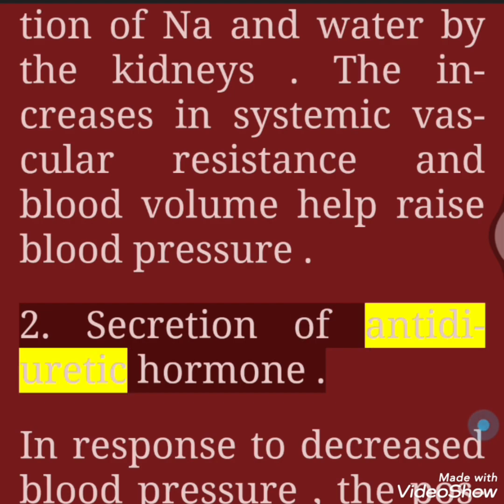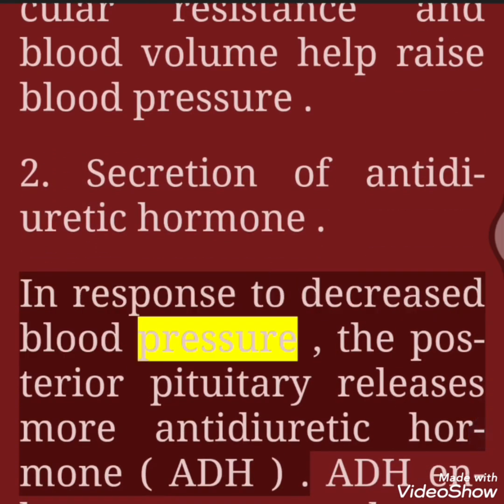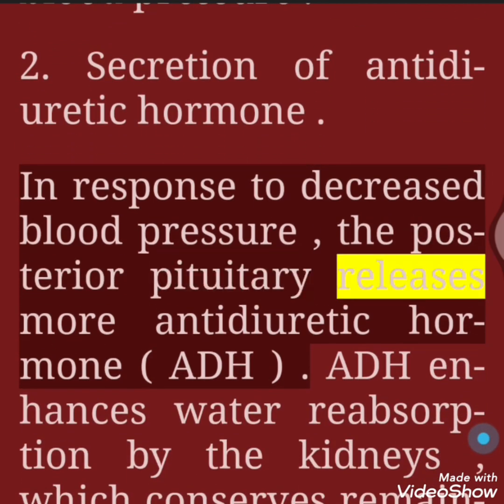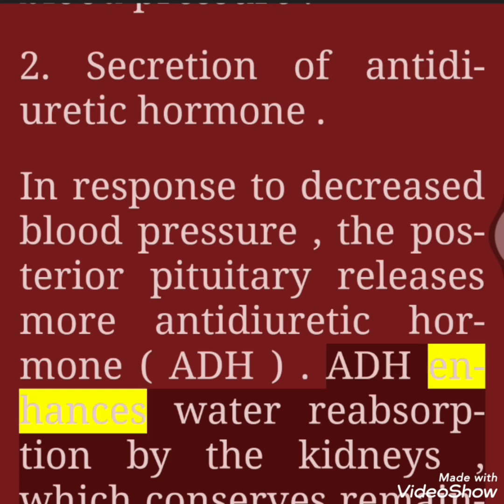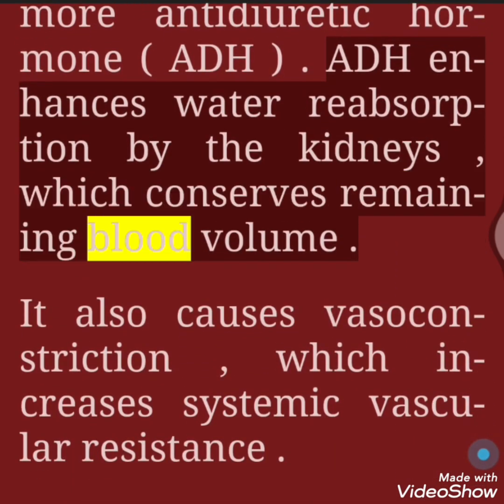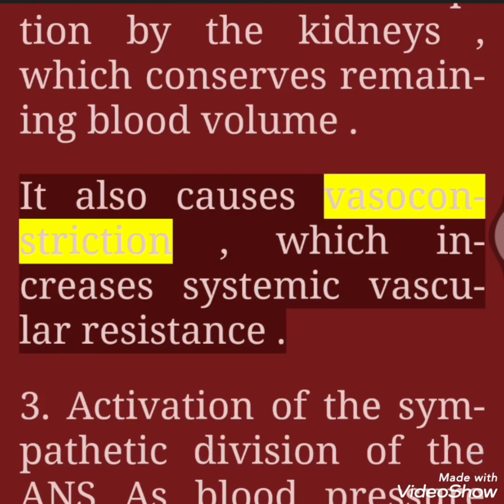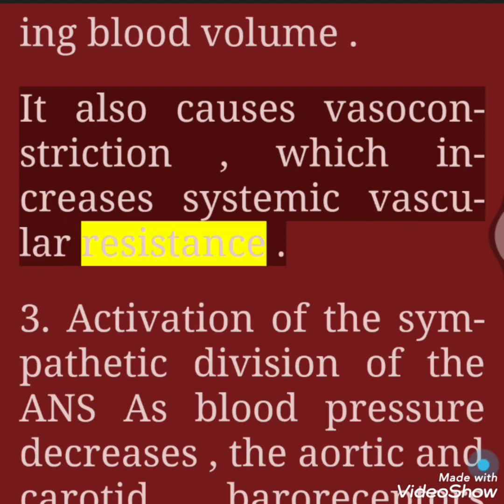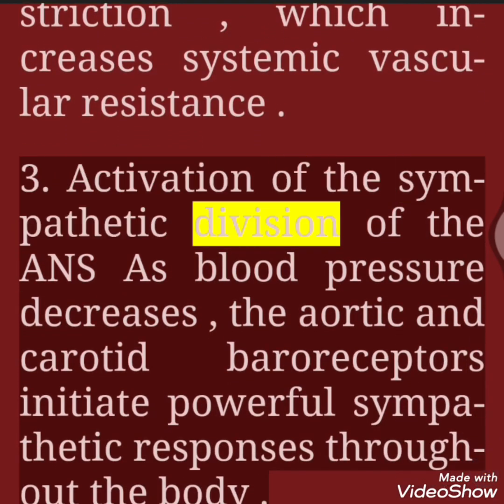The increases in systemic vascular resistance and blood volume help raise blood pressure. 2. Secretion of antidiuretic hormone. In response to decreased blood pressure, the posterior pituitary releases more antidiuretic hormone, ADH. ADH enhances water reabsorption by the kidneys, which conserves remaining blood volume. It also causes vasoconstriction, which increases systemic vascular resistance. 3. Activation of the sympathetic division of the autonomic nervous system.